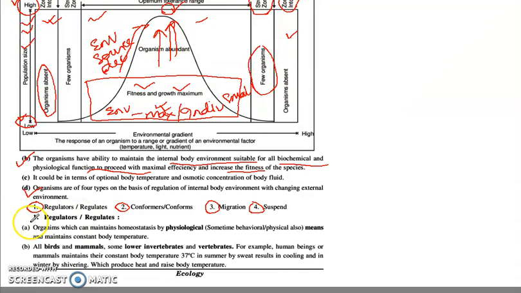Got it? So regulator: we human beings normally, a regulator means our body is in the state of homeostasis. What do you mean by homeostasis? It means the body stays constant, no doubt, whatever changes take place in the surrounding conditions. So all human beings, all mammals, all birds are regulators.